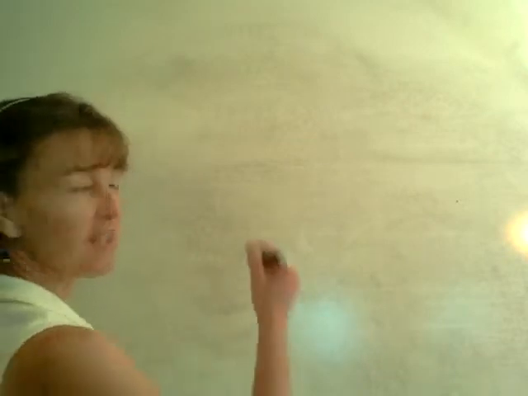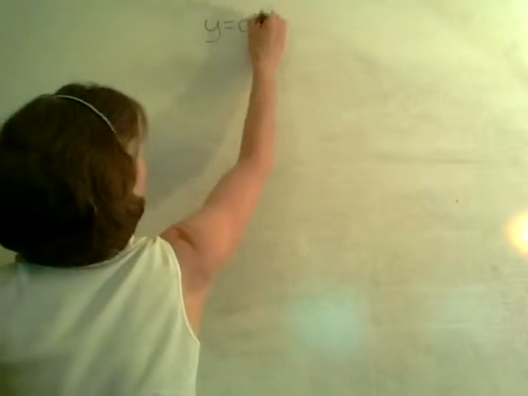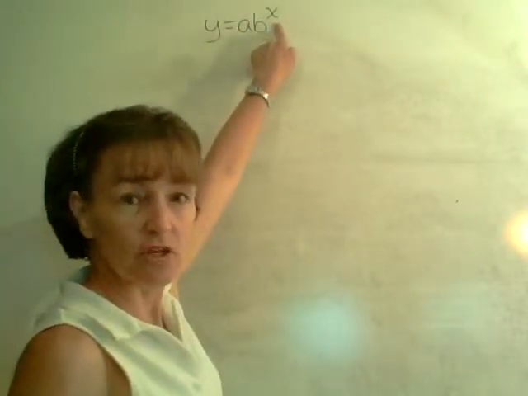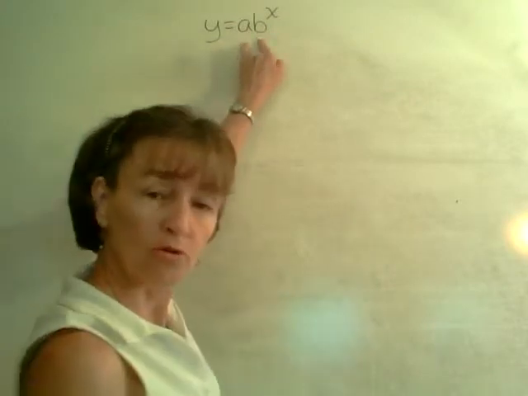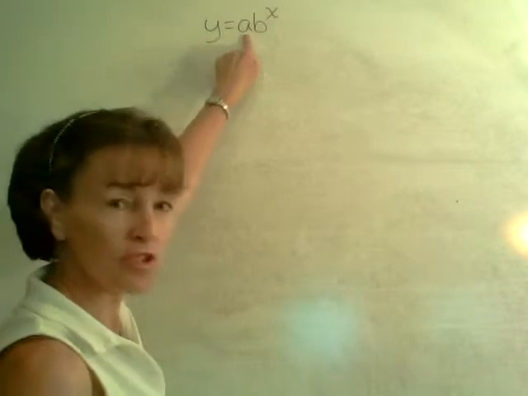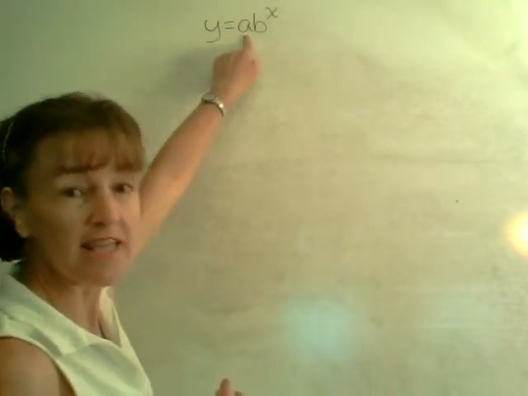Let's explore graphs of basic exponential functions. Now, the generic way to write an exponential function is y equals a b to the x. Notice that x is a variable. A and b are both constants. All right? Now, at first, we're just going to assume that a is 1, and we're going to talk about exponential functions when a is 1.